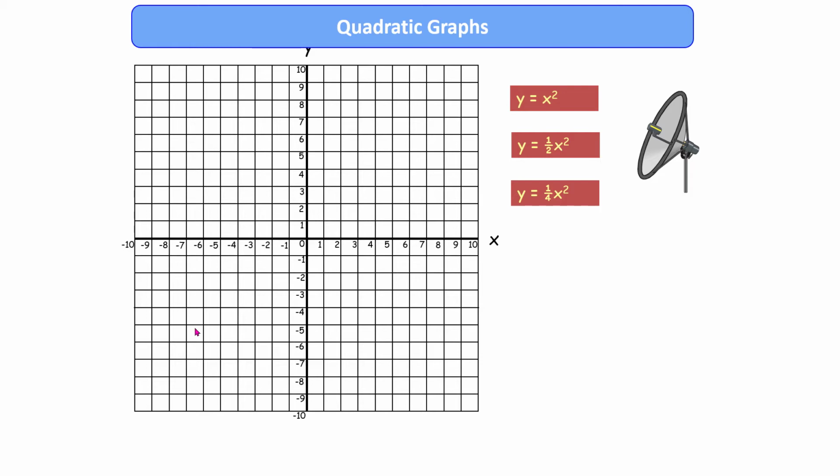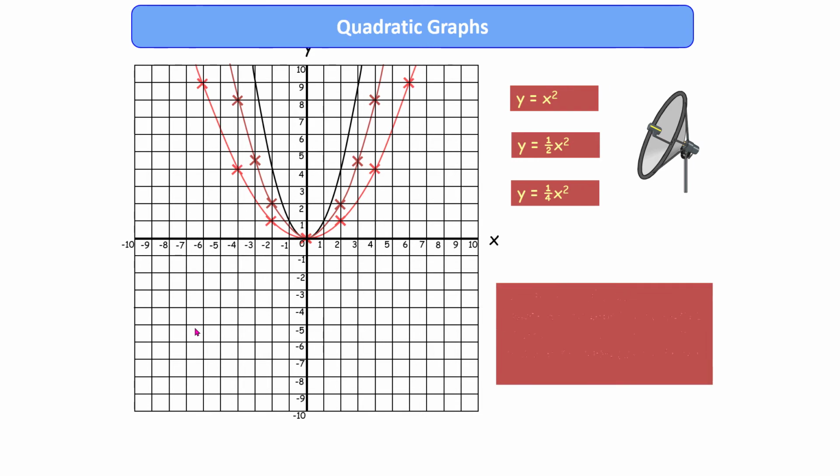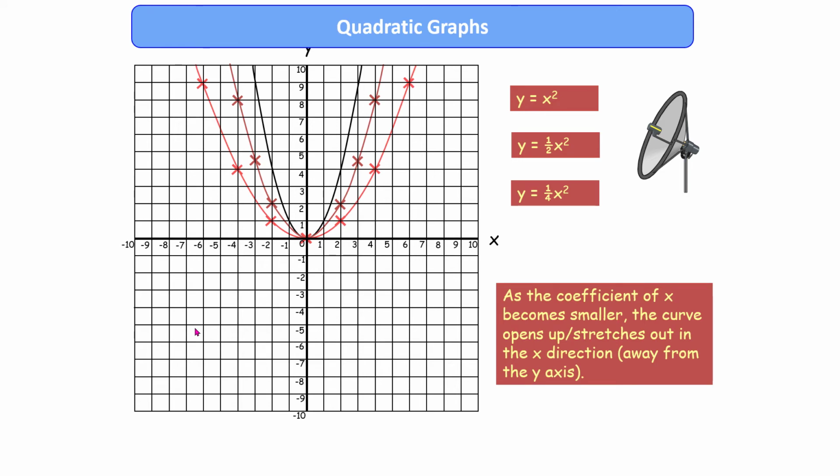So if the number in front of x squared is getting larger, the graph gets narrower. If it's a fraction, what do you think is going to happen? It should make sense to you, it gets wider. The U is going to get wider. So the black line is x squared, this one is half x squared, and the quarter x squared is going to get wider. Have a read of that.